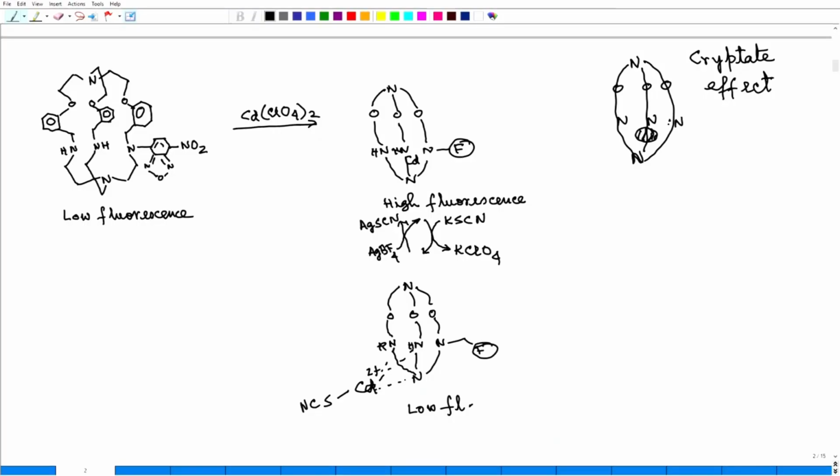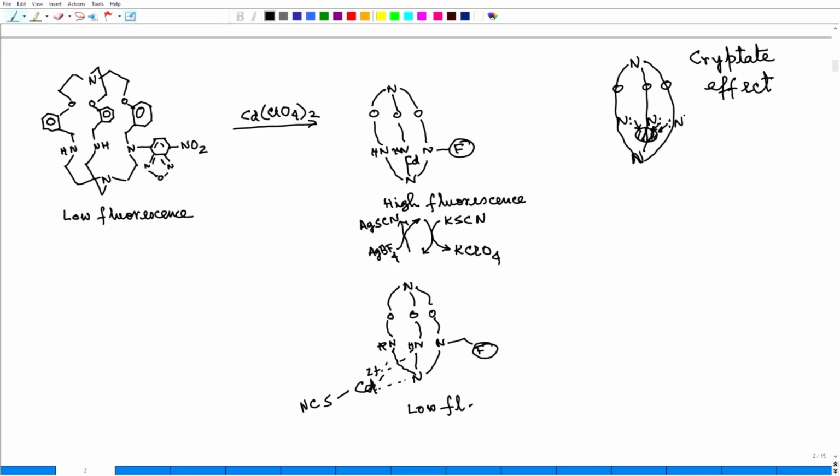One way to do that would be reducing the donor ability of these nitrogens. That is what we thought, and we were absolutely right. That was the reason. If we can reduce the electron donating ability of this nitrogen towards the metal, then can we force the metal ion to bind outside? Okay?